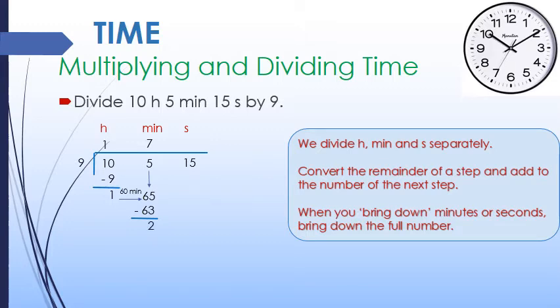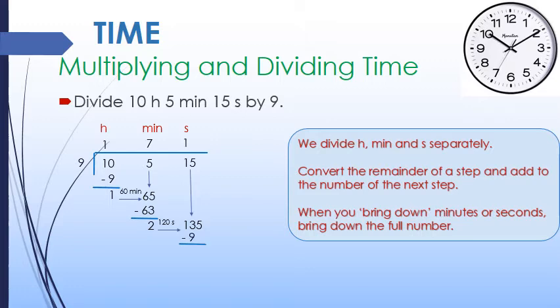So now the remainder is coming 2 minutes. Now children, this 2 minutes will go to the second section by changing 2 minutes to seconds, which is equal to 120 seconds. So 2 minutes is equal to 120 seconds, and when 120 seconds will be added to 15 seconds, it will be equal to 135 seconds. So now we will divide 135 seconds by 9.